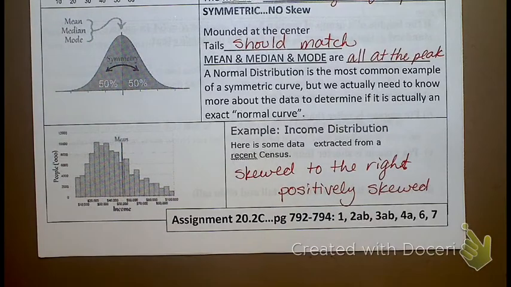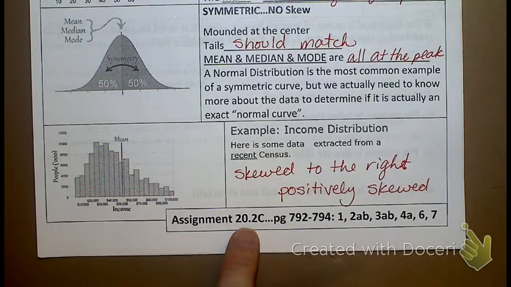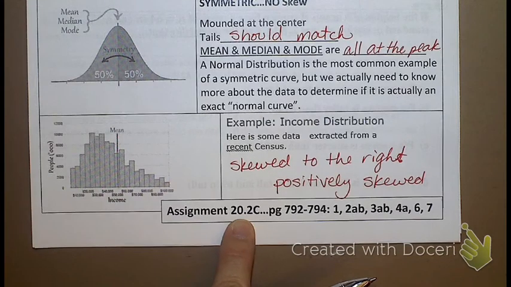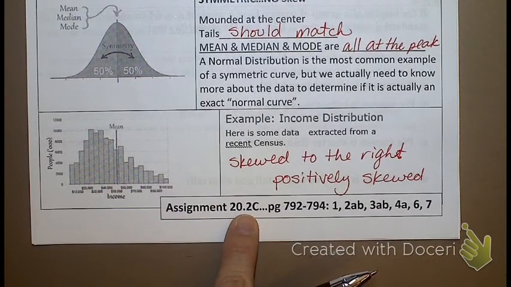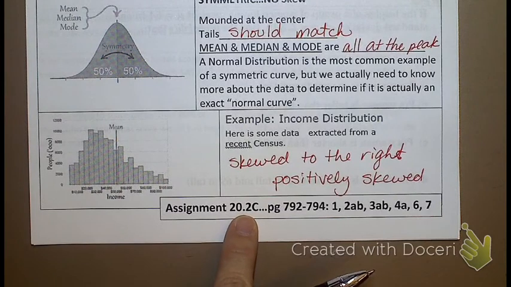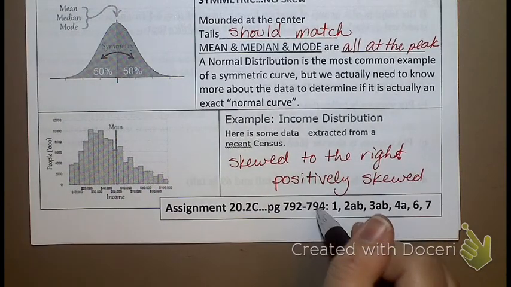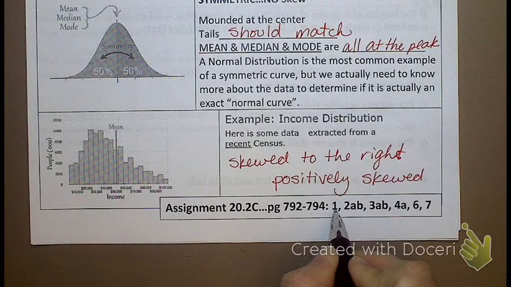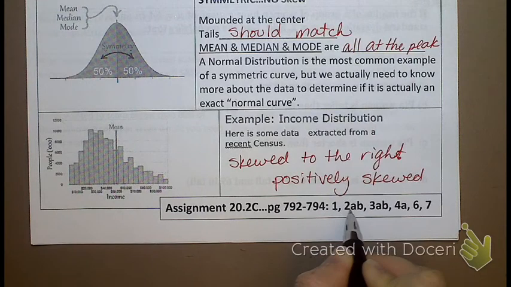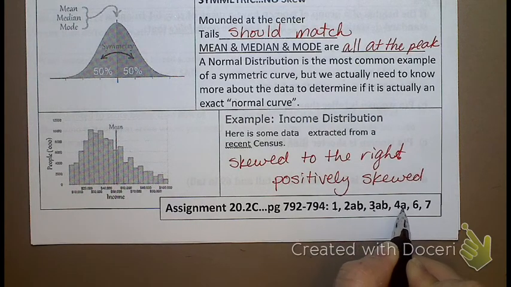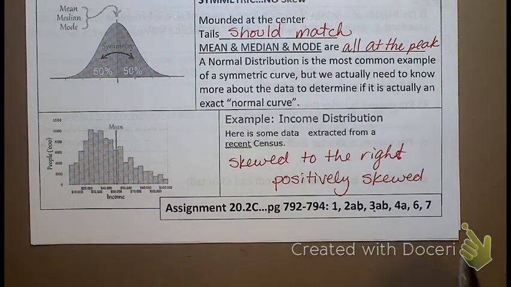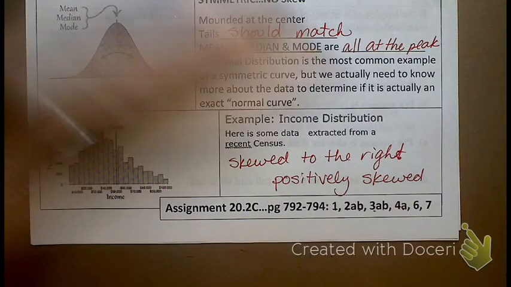Okay? All right, your homework is out of the textbook, section 20.2C. I went ahead and posted section 20.2C on Google Classroom for you so you can look it up. Just note the page numbers won't match. I want you to do all parts of number 1, only parts A and B in number 2, only parts A and B in number 3, only part A in number 4, and then all parts of 6 and all parts of 7. Okay? All right, happy studying.